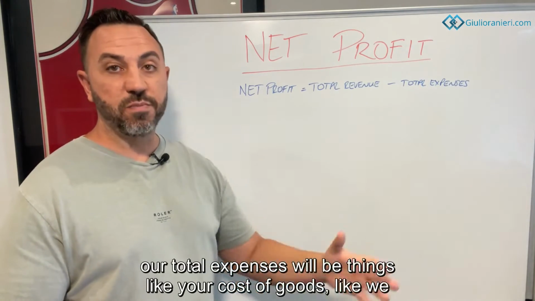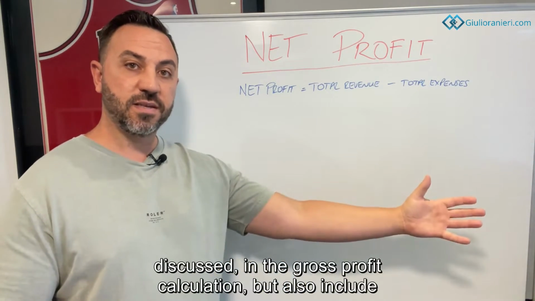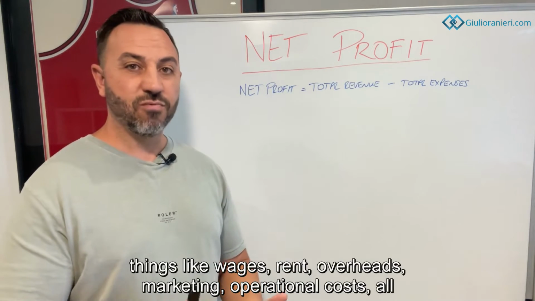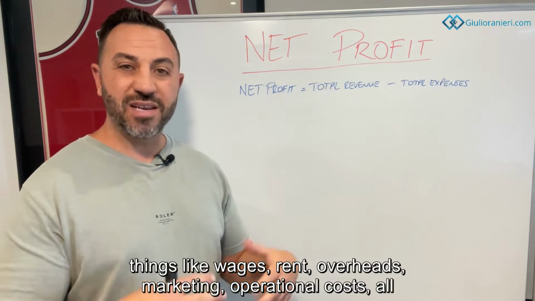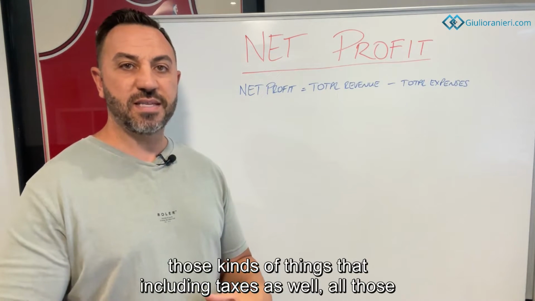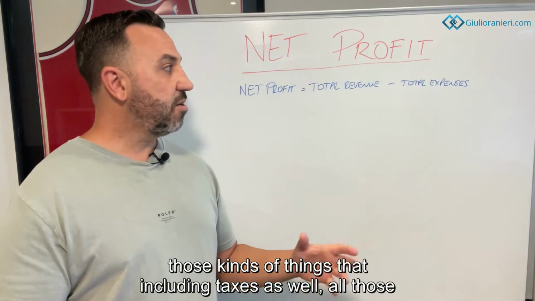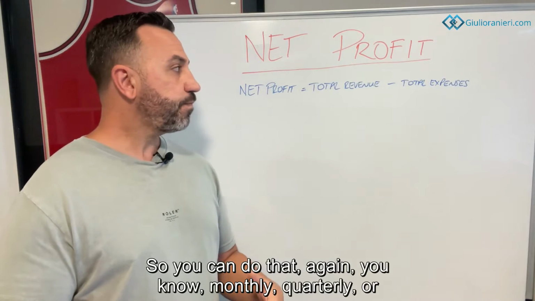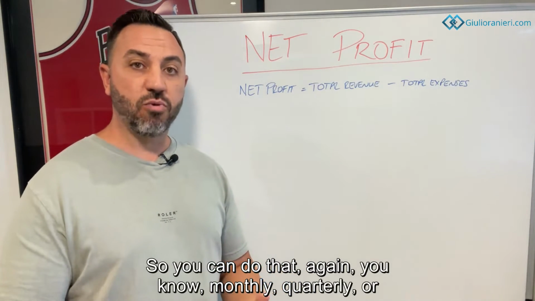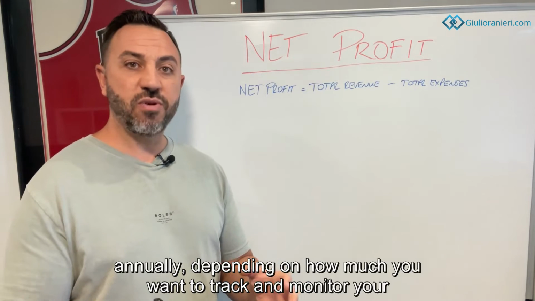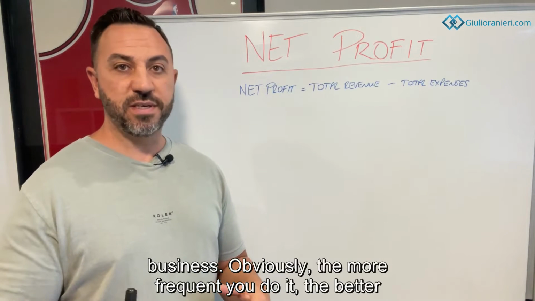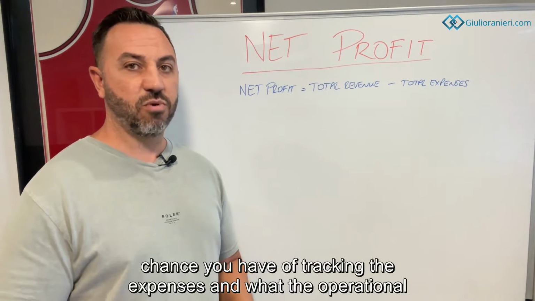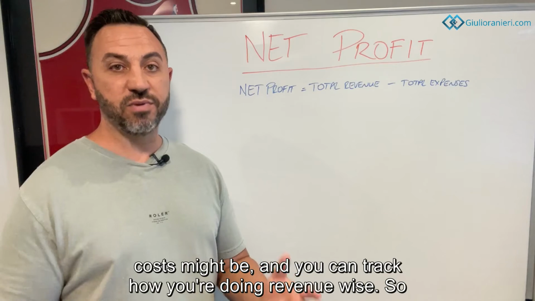So our total expenses will be things like your cost of goods, like we discussed in the gross profit calculation, but it'll also include things like wages, rent, overheads, marketing, operational costs, and taxes as well, all those things that add to the expense of running this business. You can do that monthly, quarterly, or annually, depending on how much you want to track and monitor your business. Obviously, the more frequently you do it, the better chance you have of tracking the expenses and operational costs, and you can track how you're doing revenue wise.